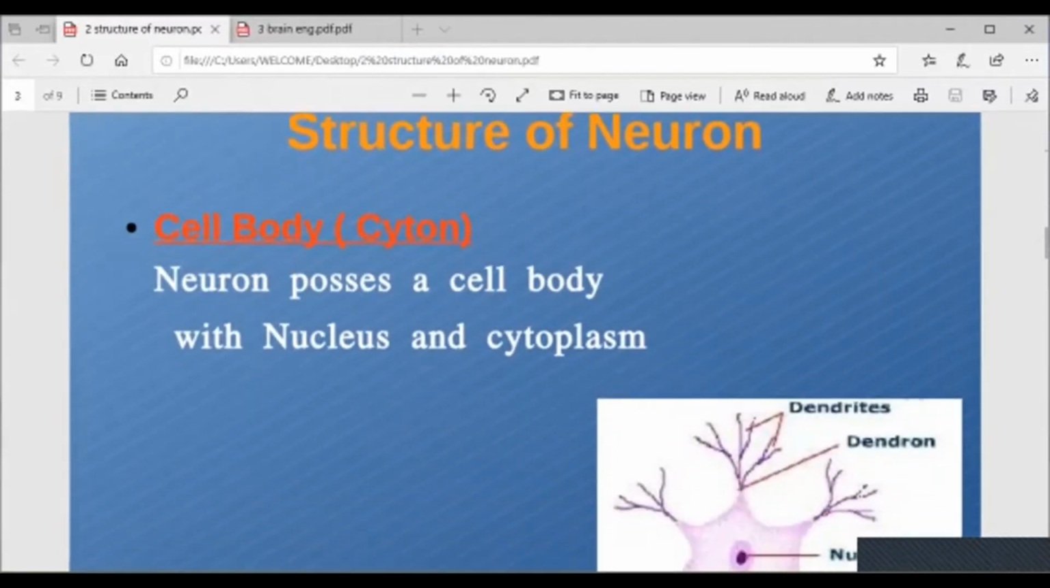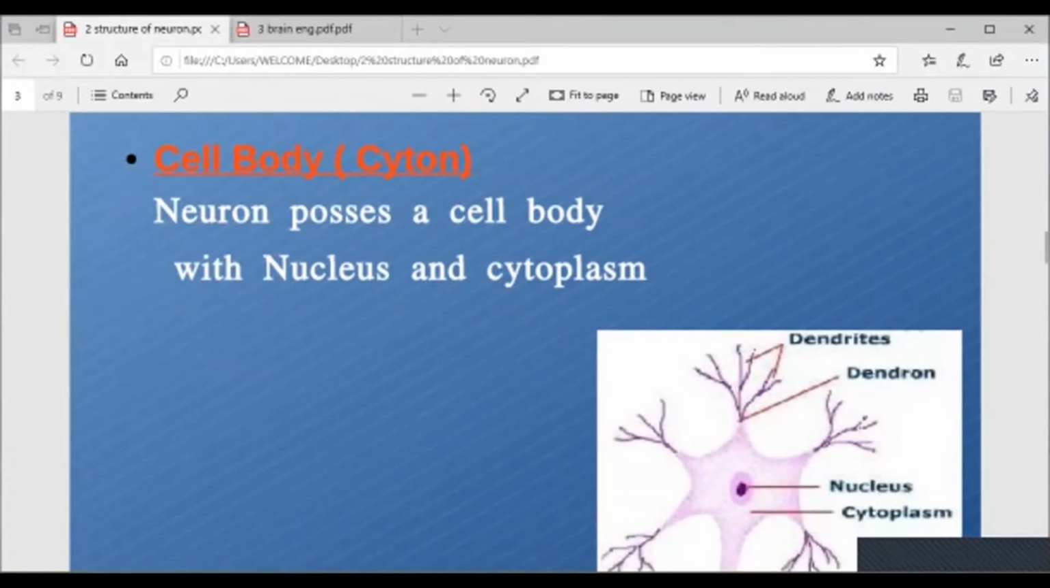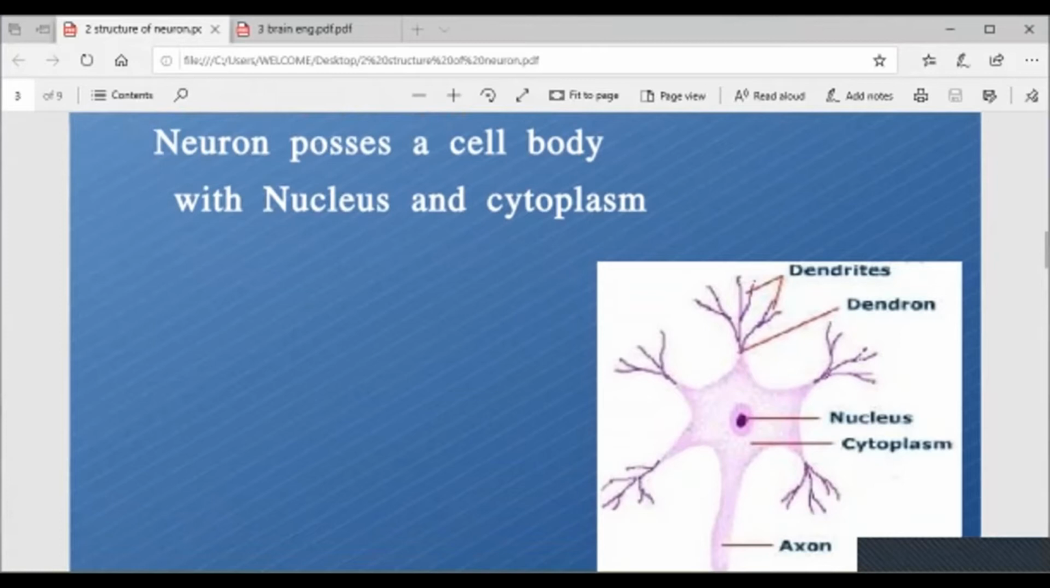Then the structure of a neuron. The first part is the cell body or cyton. The neuron has a cell body with nucleus and cytoplasm. As we have studied about the structure of a cell earlier, like other types of cells, our neuron also consists of a cytoplasm and a nucleus inside that.